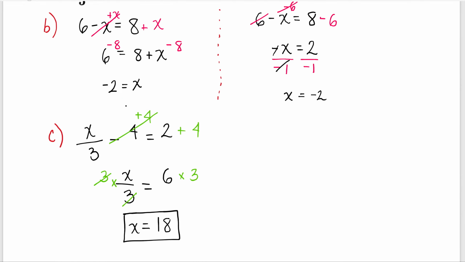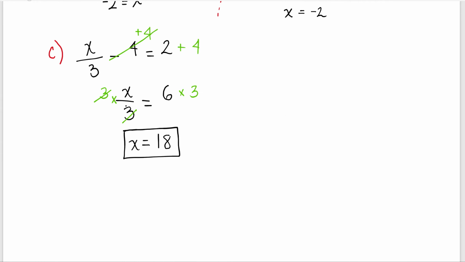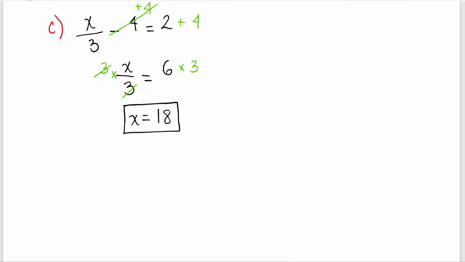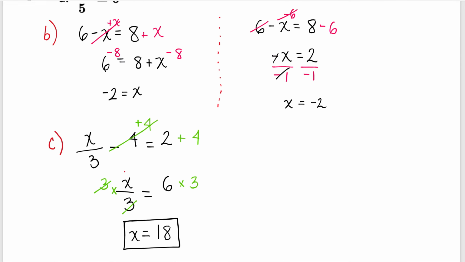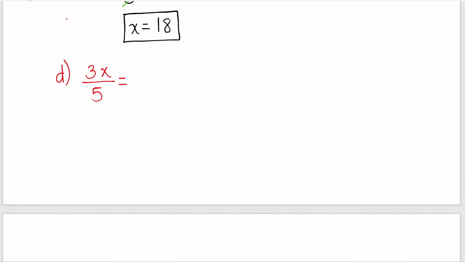And the last one of those says 3x divided by 5. So I'm going to do it here. 3x divided by 5 is equal to 6. Okay.